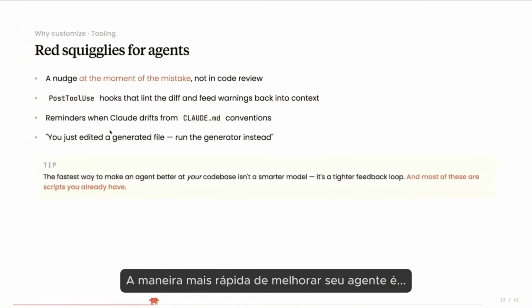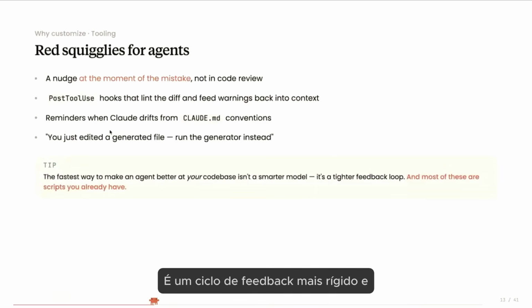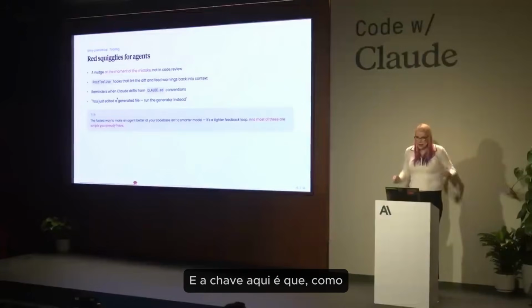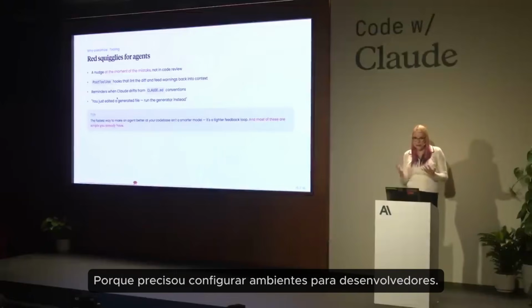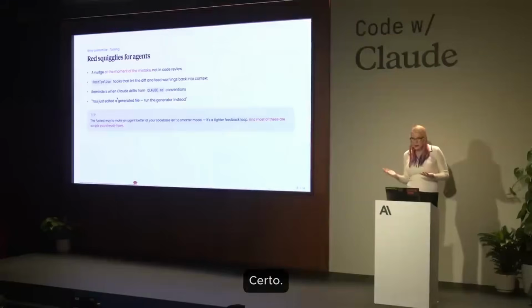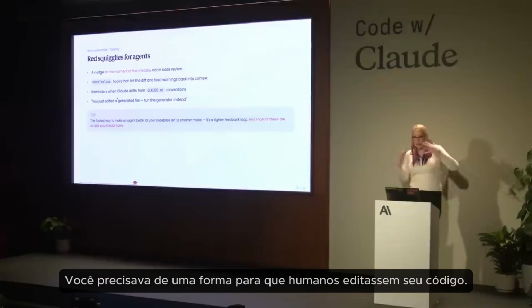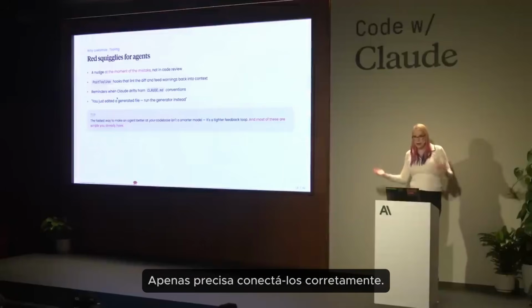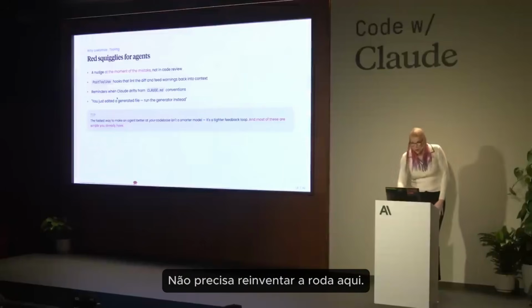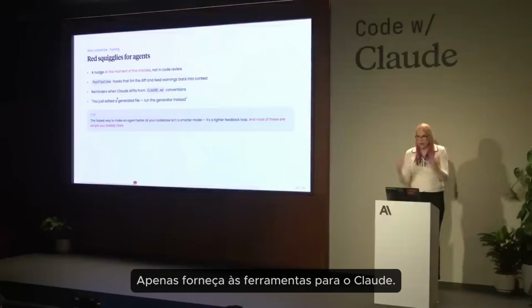The fastest way to make your agent better at your code base isn't a smarter model, it's a tighter feedback loop. And the key here is that most of these are scripts you already have, because you had to set up environments for developers, right? You had to have a way for humans to edit your code base. So you already have all of the things you need. You just need to hook them up the right way. You don't need to reinvent the wheel here. You just need to give Claude the tools.